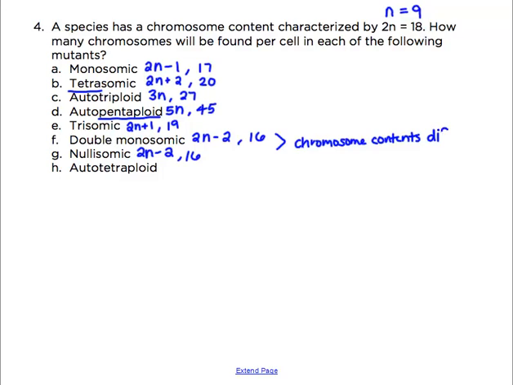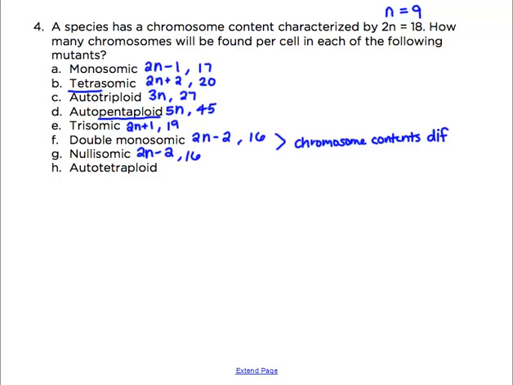Okay? So even though they both have 16 chromosomes, this G, this nullisomic individual, will have 16 chromosomes that are completely paired, 8 pairs. But in this double monosomy, you will have 7 pairs, which will give you 14, and then you'll have 2 extra chromosomes that don't have any pairs, because remember that monosomy is where you lose 1 chromosome from a pair.